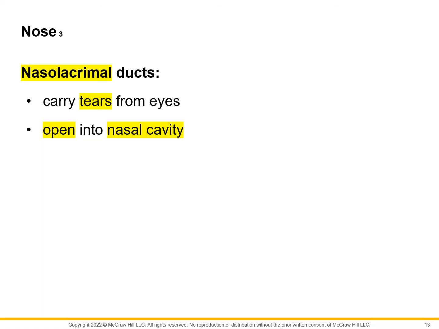Last part of the nose is the nasolacrimal ducts, also known as tear duct. So ito daw po yung daanan ng luha and connected din daw po ito sa nasal cavity. Again, that is referred to as the nasolacrimal ducts.